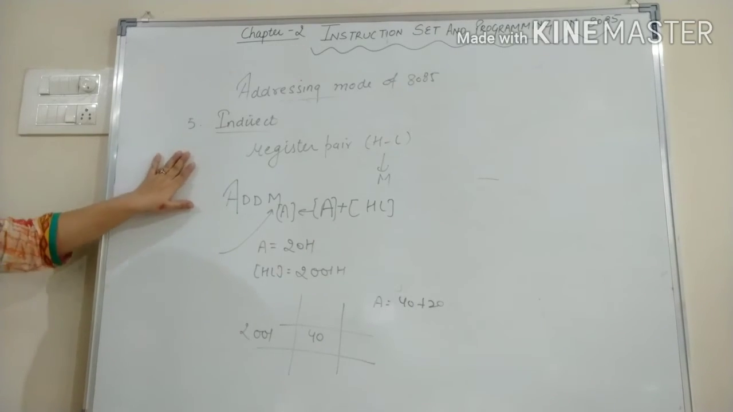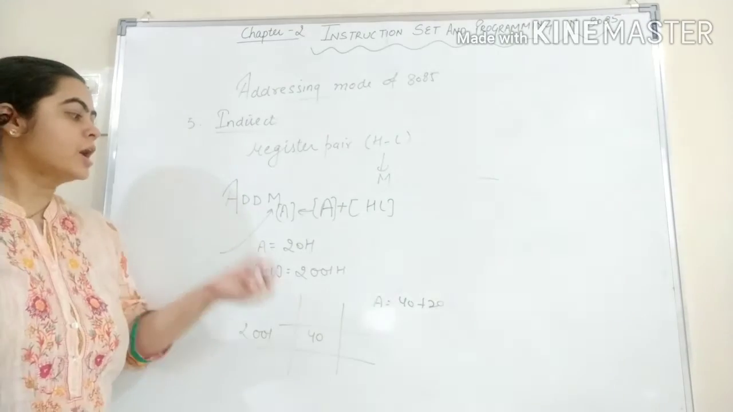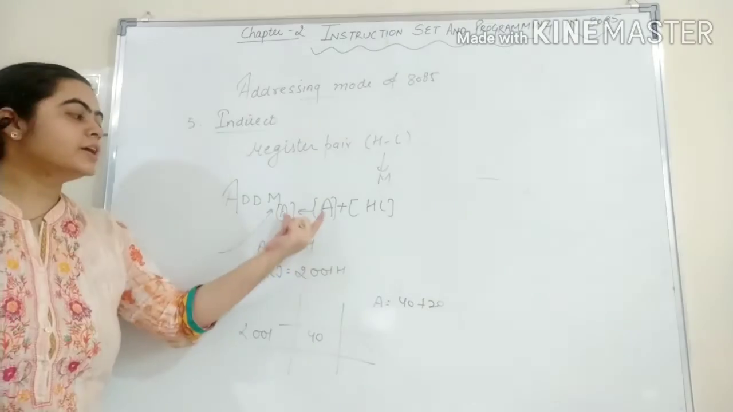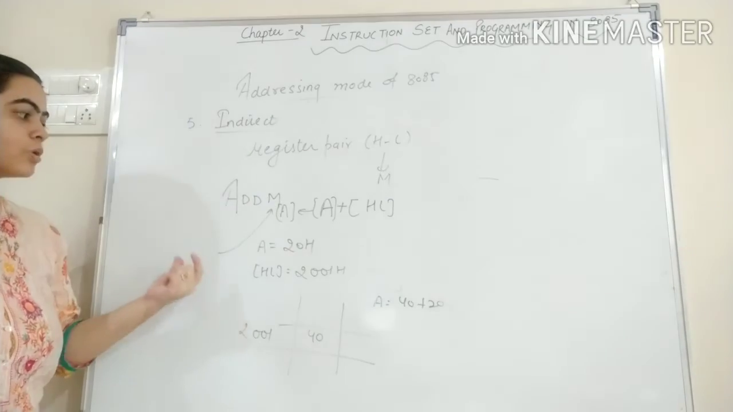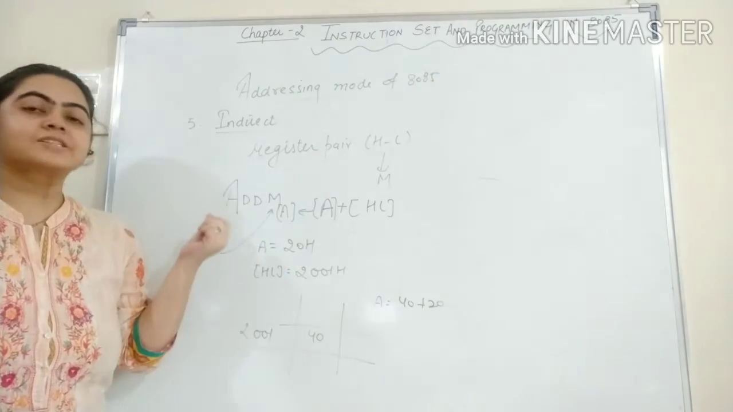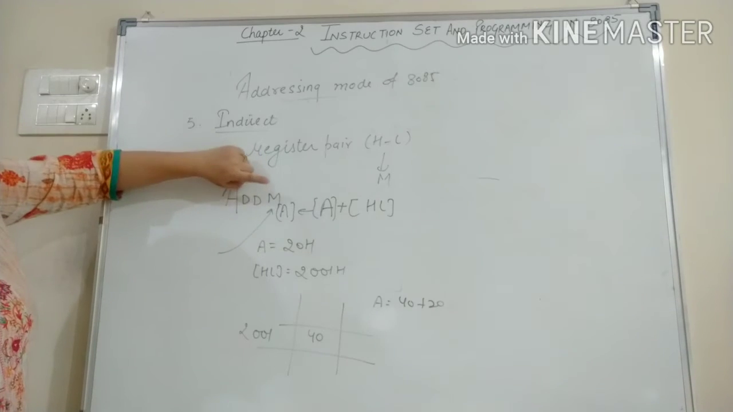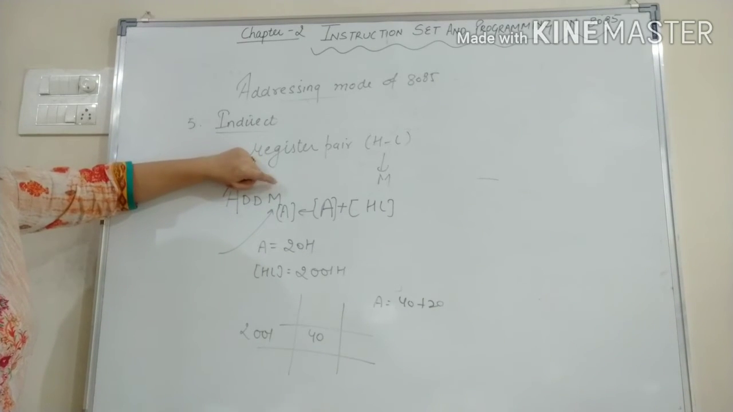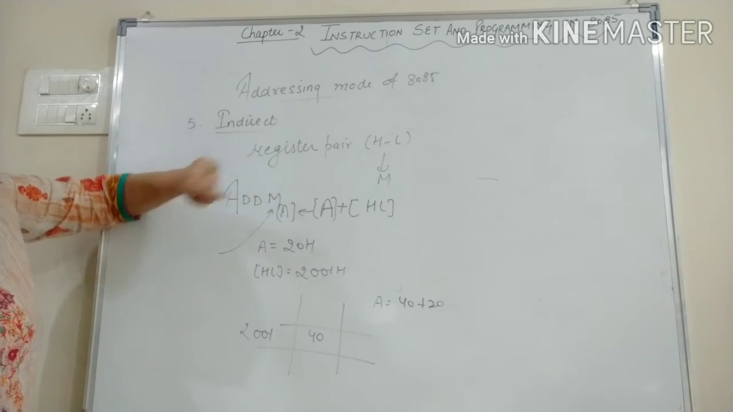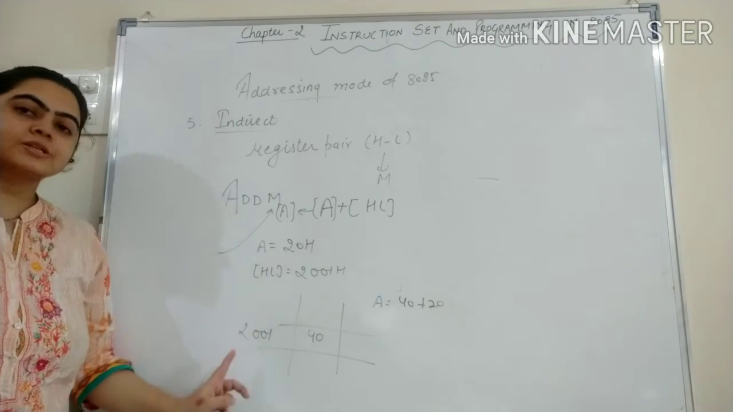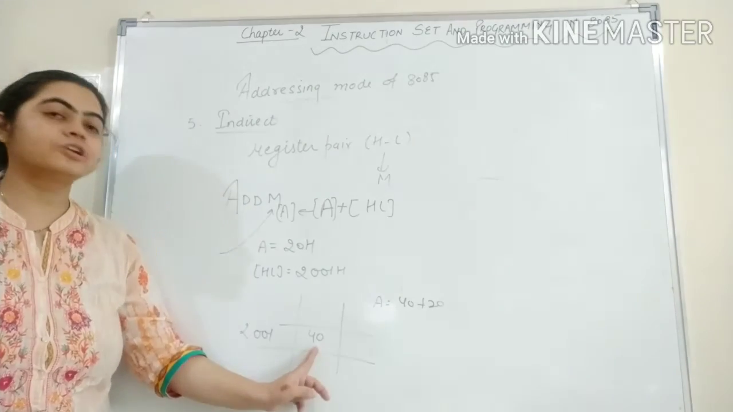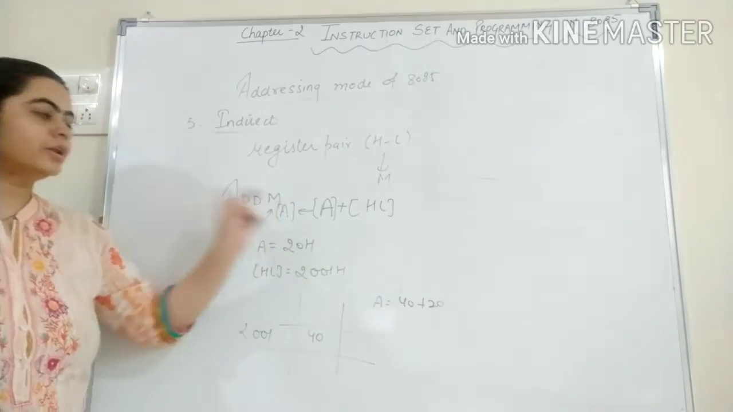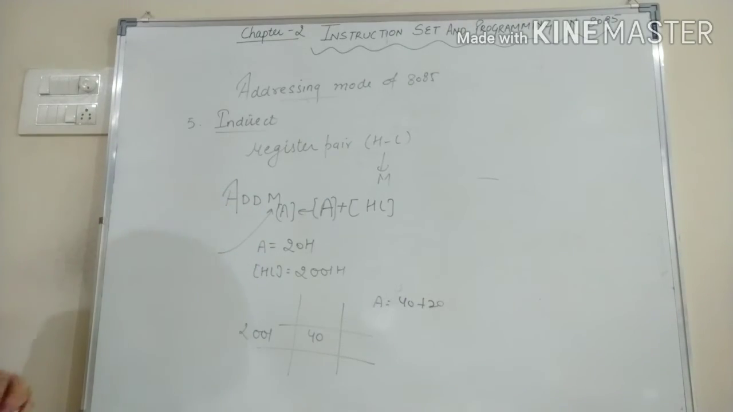So what is the difference between direct and indirect? In case of direct, the address is specified in the instruction itself. But when we talk about the indirect addressing mode, the address is not directly specified in the instruction. That address will be pointed to by the HL pair. So the microprocessor will initially go to this particular memory location, get the data from it, and add that data with the contents of the accumulator. So this is the indirect addressing mode.